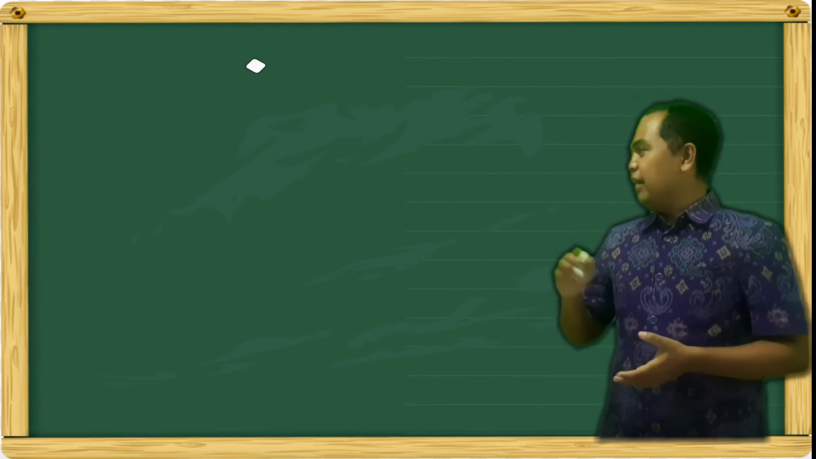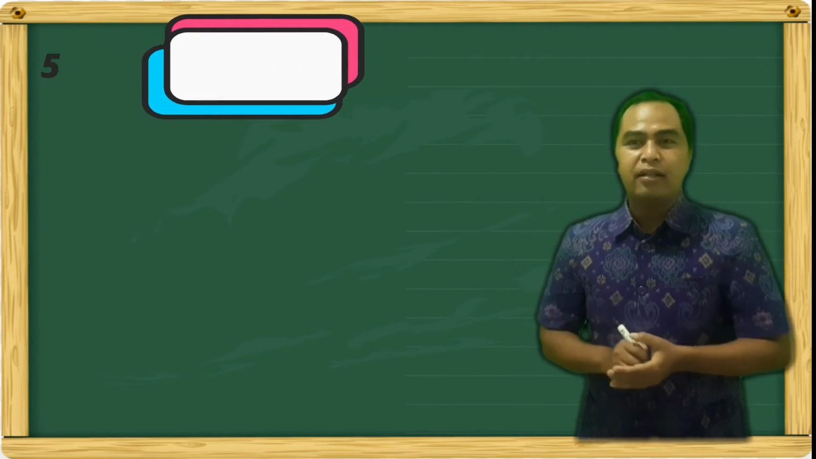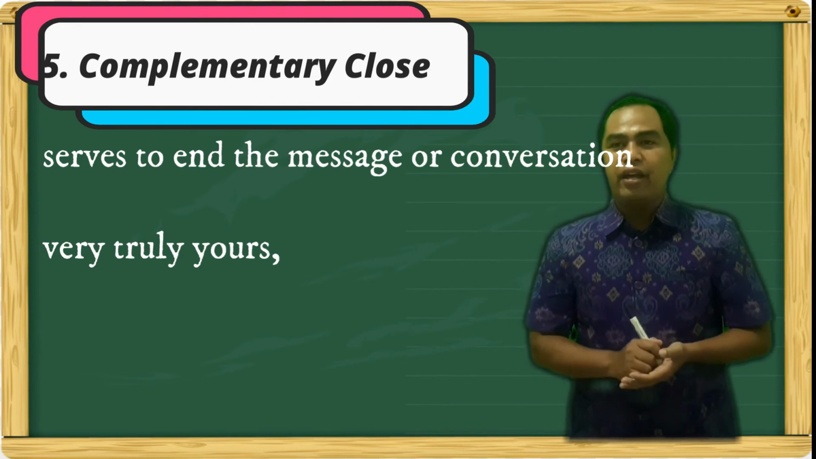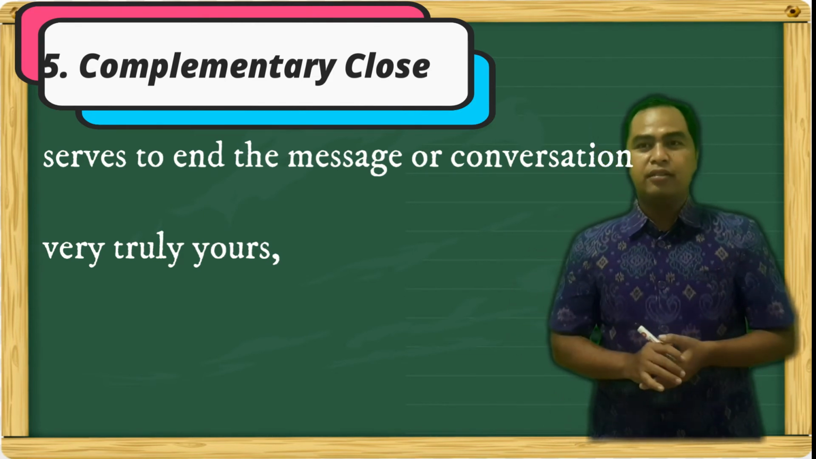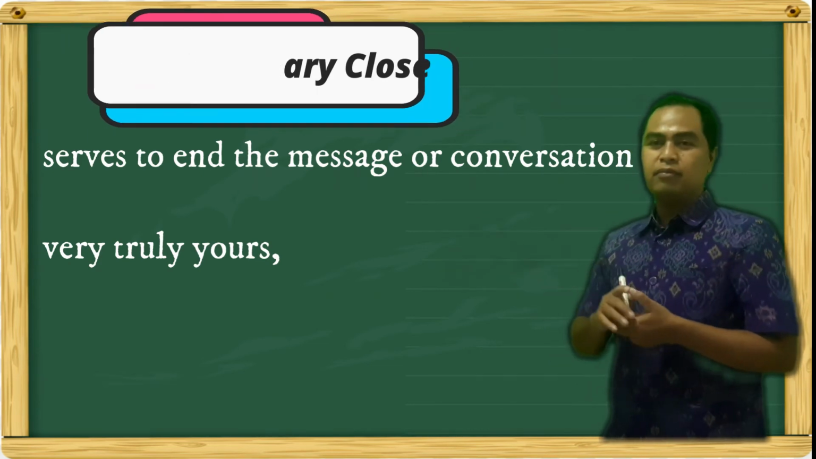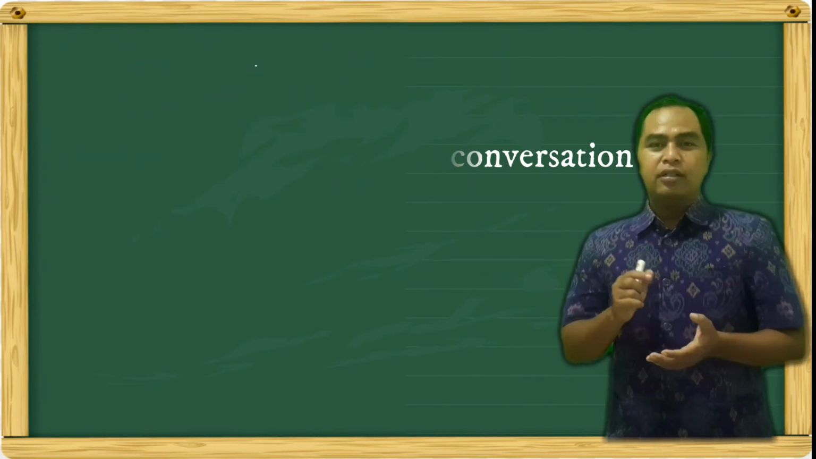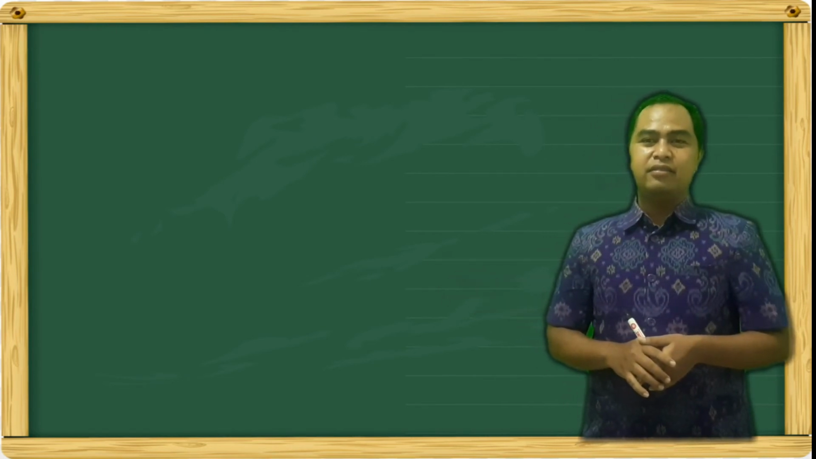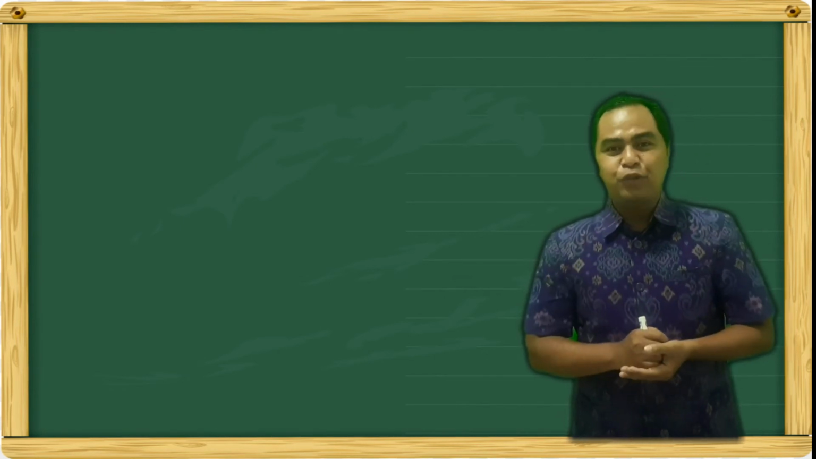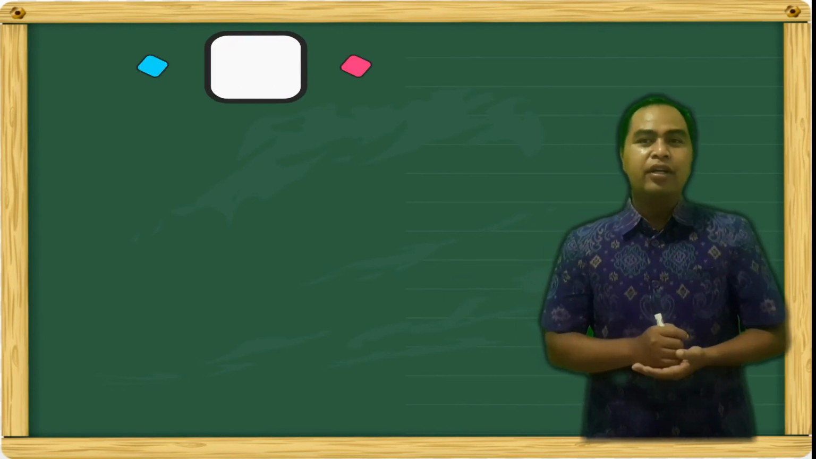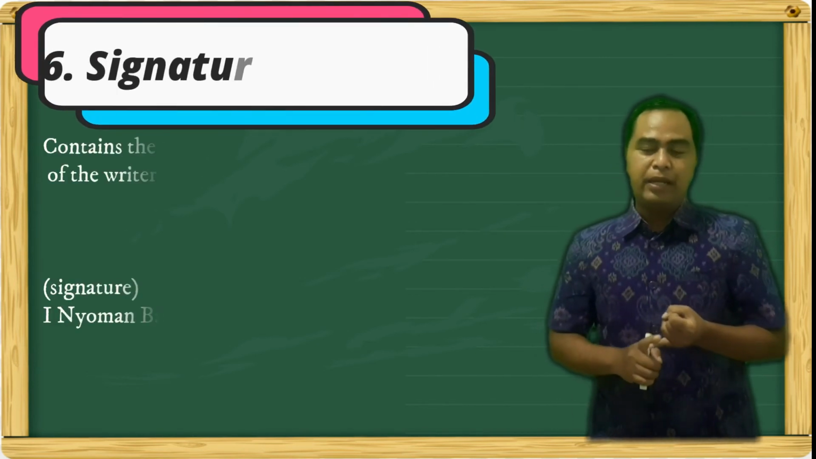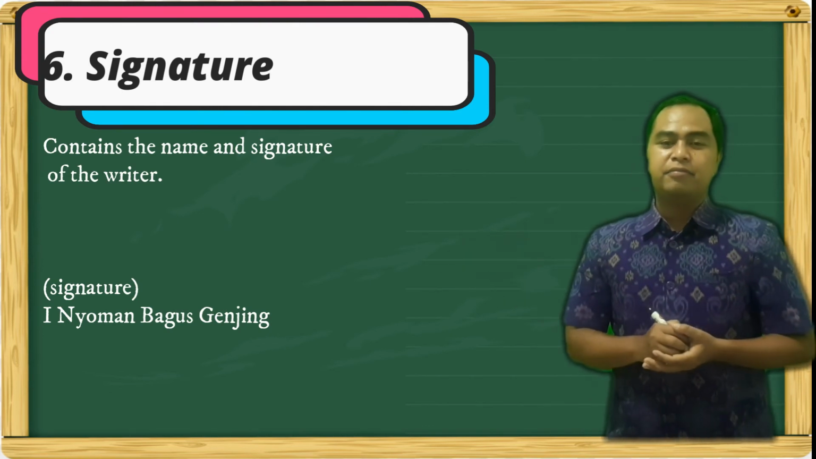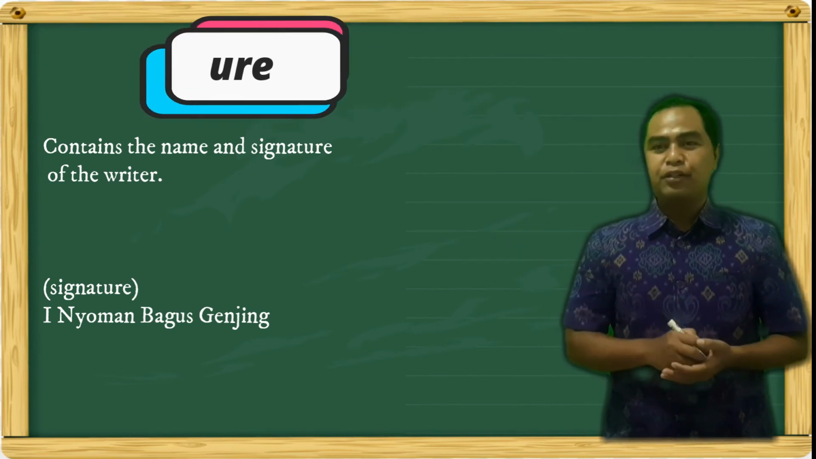Now we go to the next part, that is the complimentary close. The complimentary close serves as the end of the message or conversation. Example: Very truly yours. You can close your letter with this expression. And the last one is the signature. It contains your name, and don't forget your signature. Look at this one: Inyoman Bagus Kencing.